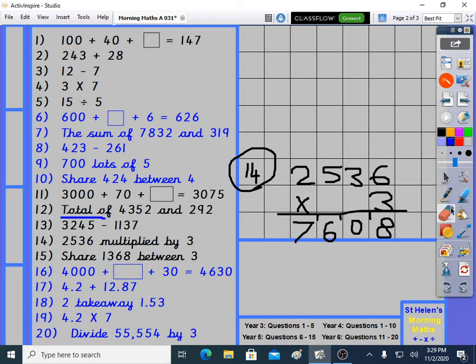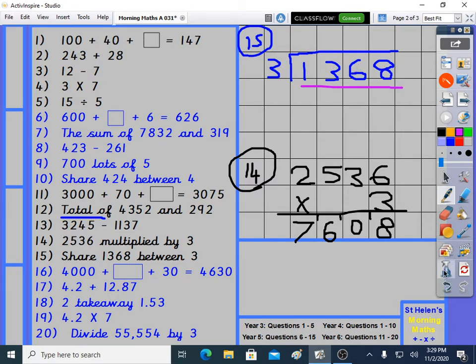And question 15 will be division. We're divided by 3 again. Remember the trick to know if something divides by 3? Add up the digits of what's inside the bus stop. 4, 10, 18. 18 does divide by 3, so this will divide by 3.